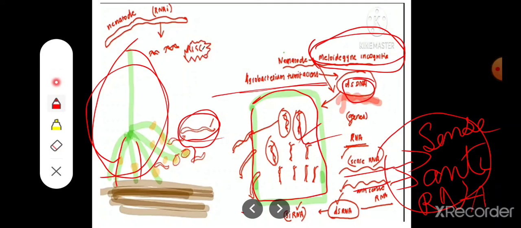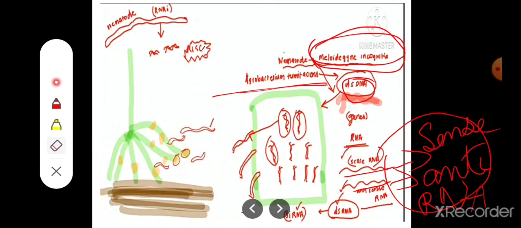Now when the same nematode is attacking the tobacco plant, you can see the nematodes which are attacking the tobacco plants here. So when the same nematode attacks the tobacco plant, what is happening?